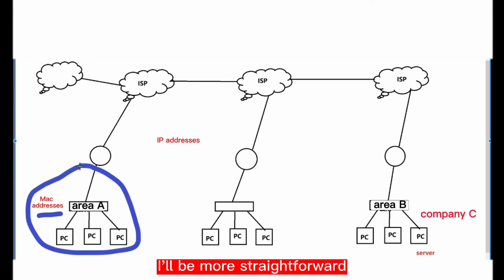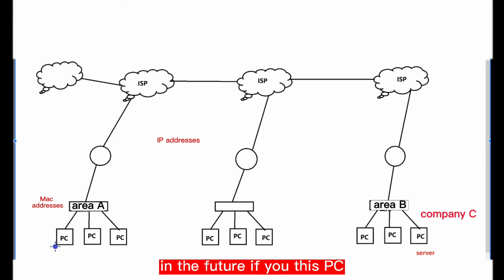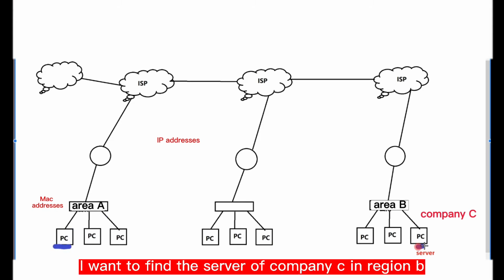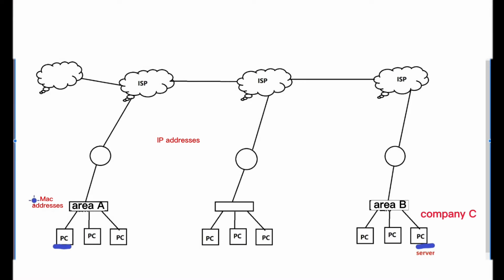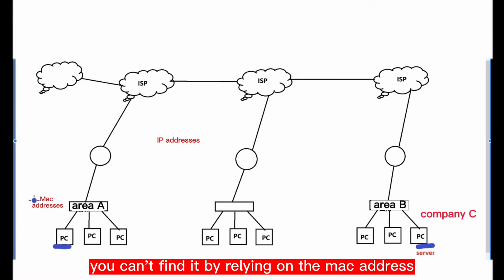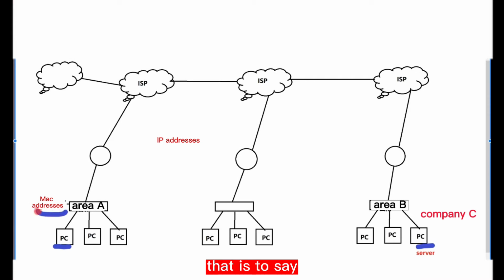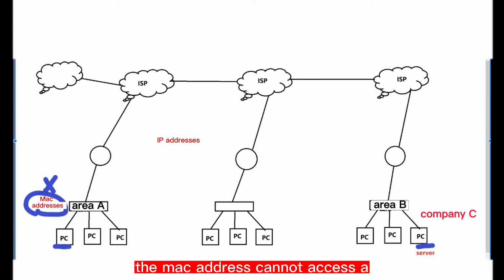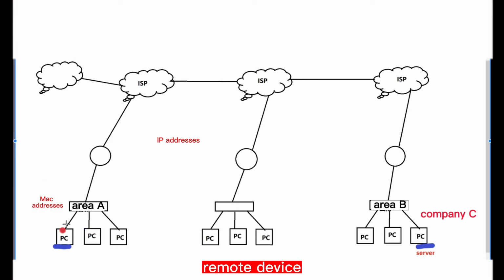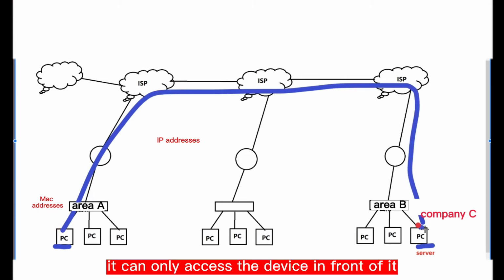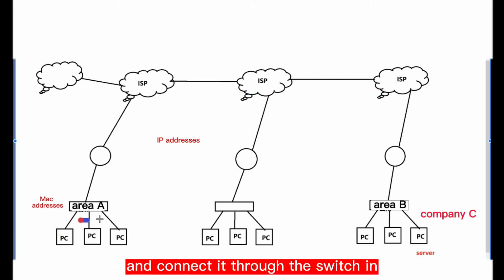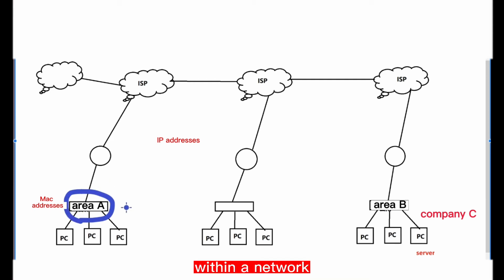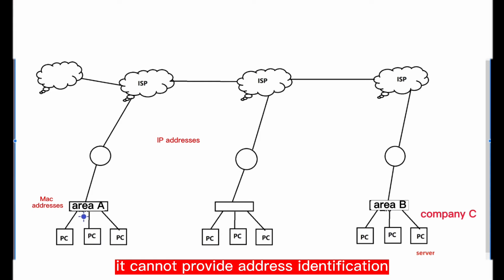To be more straightforward: if this PC wants to find the server of company C in region B, you can't find it by relying on the MAC address. That is to say, the MAC address cannot reach a remote device. It can only reach devices connected through the switch within a network. Broadly speaking, it cannot provide address identification beyond that.